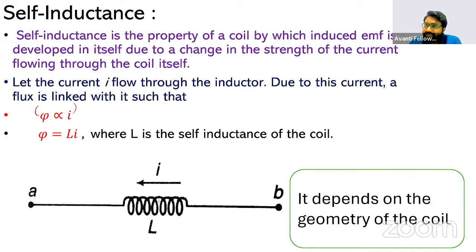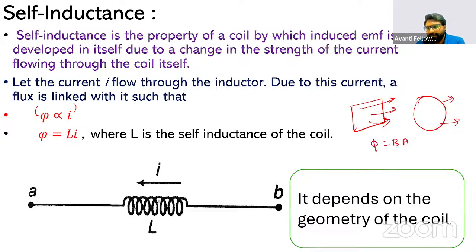Okay. And it definitely depends on the geometry of the coil. So the magnetic flux passing through this particular rectangular loop and the magnetic flux passing through this circular loop is completely different, because magnetic flux is a property of area and angle. So area depends on the shape, and shape is nothing but the geometry. So it depends on the geometry of the coil. Okay, clear? So this particular object that you are seeing in front of you is termed as an inductor. So same as we have studied capacitors.